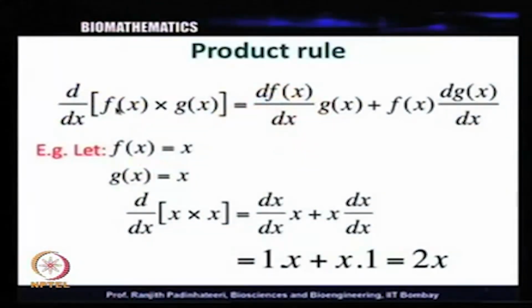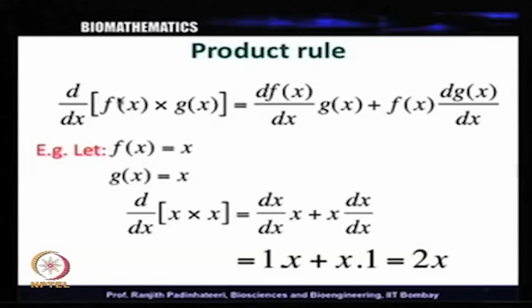Let us look at the formula once more. The formula says f of x times g of x is a product, and its derivative d by dx of f of x times g of x is equal to the derivative of the first function df by dx times the second function g of x plus the first function f of x multiplied with the derivative of the second function, which is dg by dx. So, this is the formula, and now let us take the simplest example here.